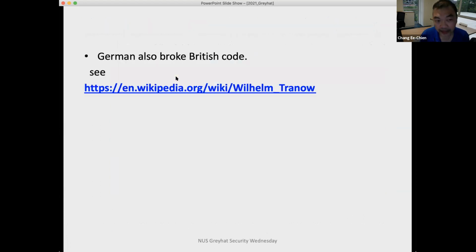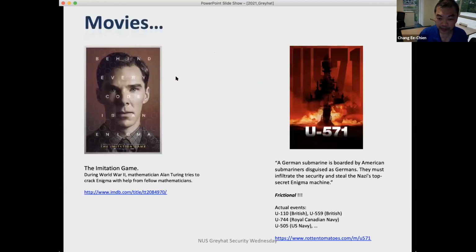What about the other side? The Germans also broke British code. You can see more examples from here. And there are many movies about this. Of course, we have The Imitation Game about Alan Turing. Unfortunately, most of the movie talks about his personal life rather than the Enigma machine and the bomb machine.